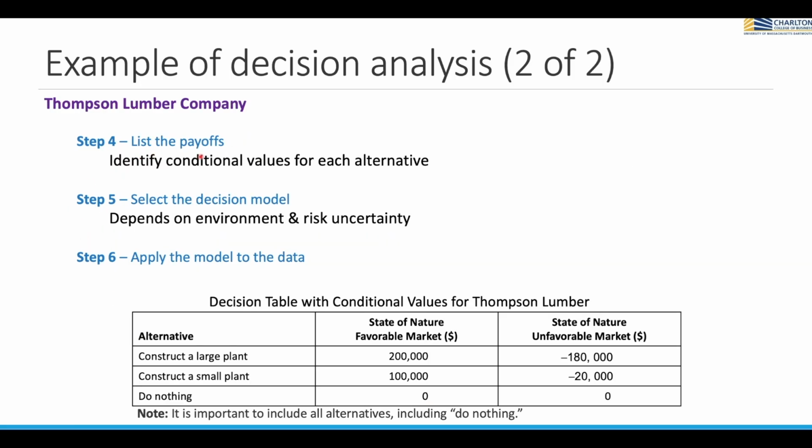Step 4, list the payoffs. Let's assume that if the company decides to construct a large plant and the market is favorable, they will earn $200,000. On the other hand, if they build a large plant but the market is unfavorable, they will lose $180,000 of the investment. If they construct a small plant, they will gain $100,000 under a favorable market, and they will lose $20,000 under an unfavorable market. If they do nothing, they neither gain nor lose.